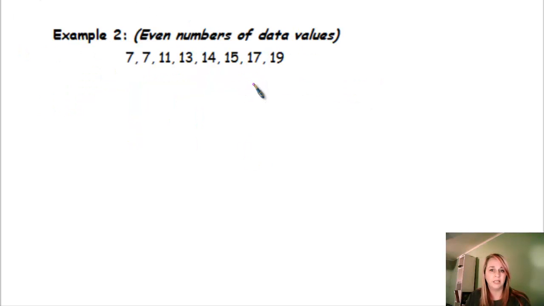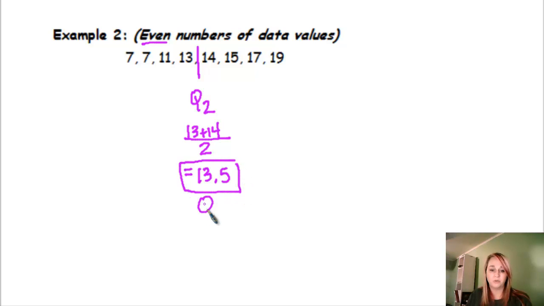Now let's look at calculating the 5-number summary with an even number of data values. Remember, you start with them in order, which I already have. Here I have 8 of them. So my Q2 is right smack dab in the middle of 13 and 14. So what we have to do is take the average. So 13 plus 14 divided by 2 gives us 13.5.